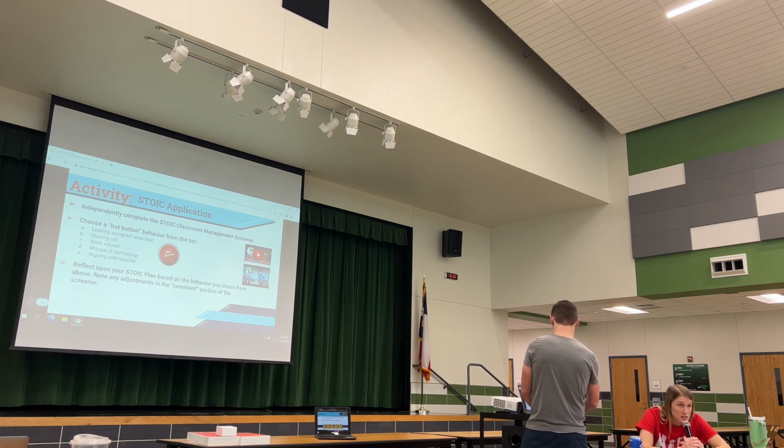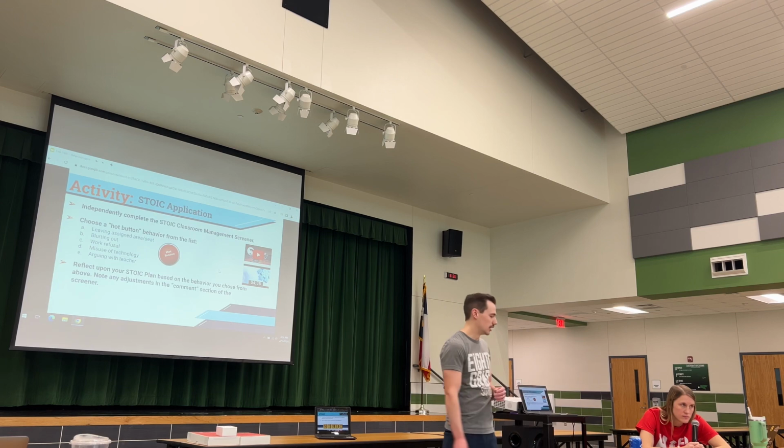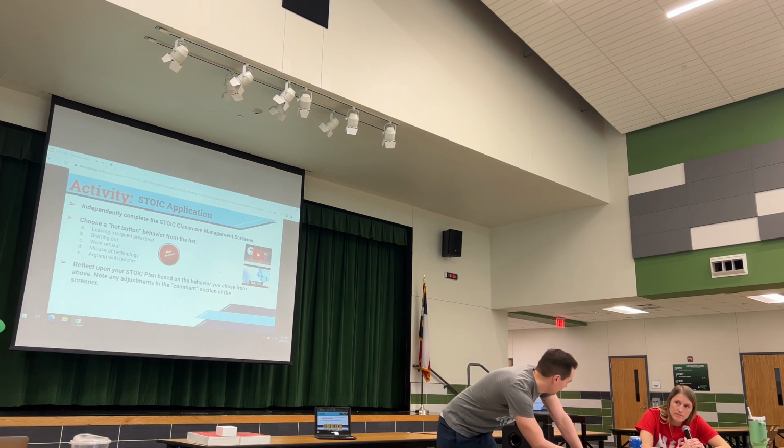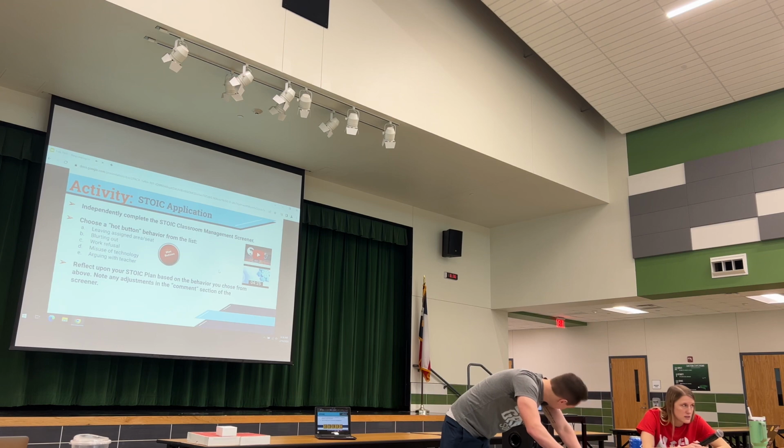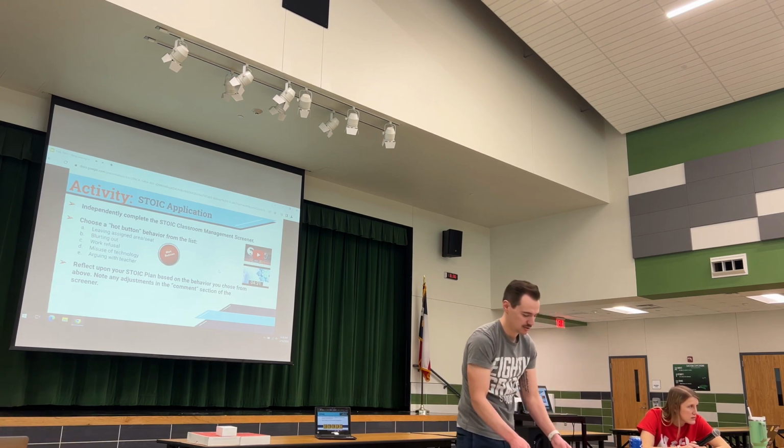Or what adjustments do you need to make to make some of those hot button behaviors go away? I think I'm pretty good. I don't know that any of those are my hot buttons, except for misuse of tech. I will literally stand there and be like, computers. Most of the kids do it, and then I start.